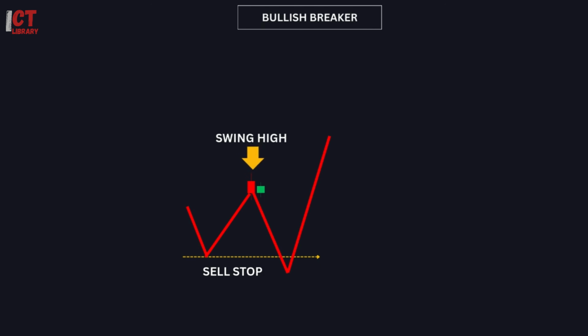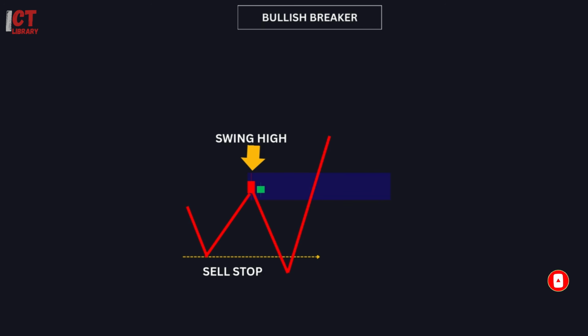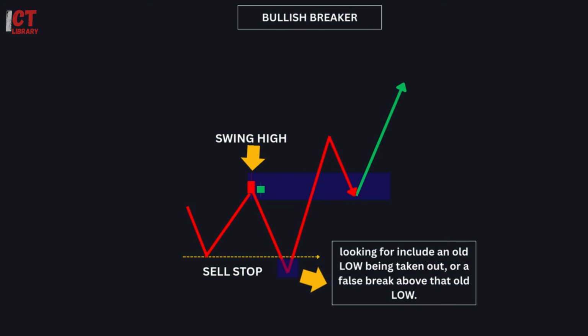However, we must wait for price to break above that swing high. This confirms that a run on stops has occurred. Inside that old swing high there will reside the bullish breaker. When price retraces back down to that swing high, that is where we would consider buying. The expectation is that mitigation will occur there.